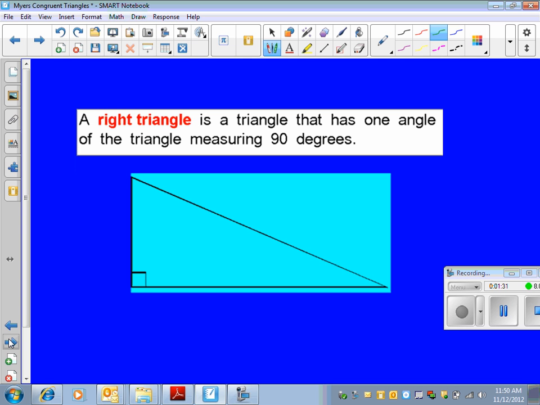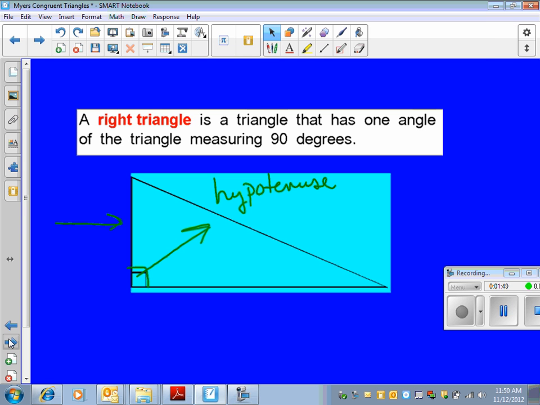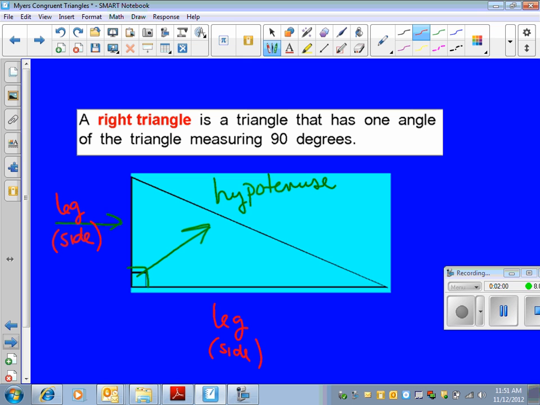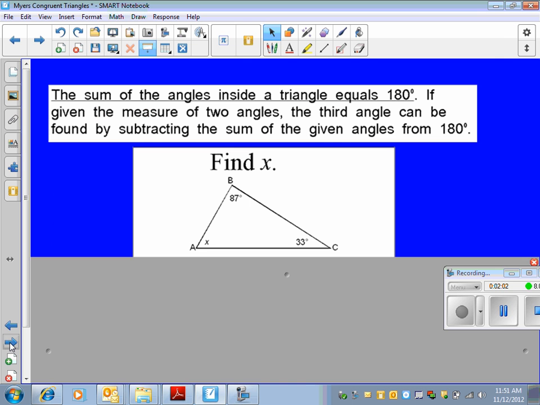A right triangle has only what? One angle that measures 90 degrees. Only one. What is this called, across from the 90 degrees? Did I hear someone say hypotenuse? Yay! Hypotenuse. If that's the case, what is this called? You got it. It is a leg. What is the leg's middle name? Oh, it's side. Leg. We're a leg first. We're also a side.